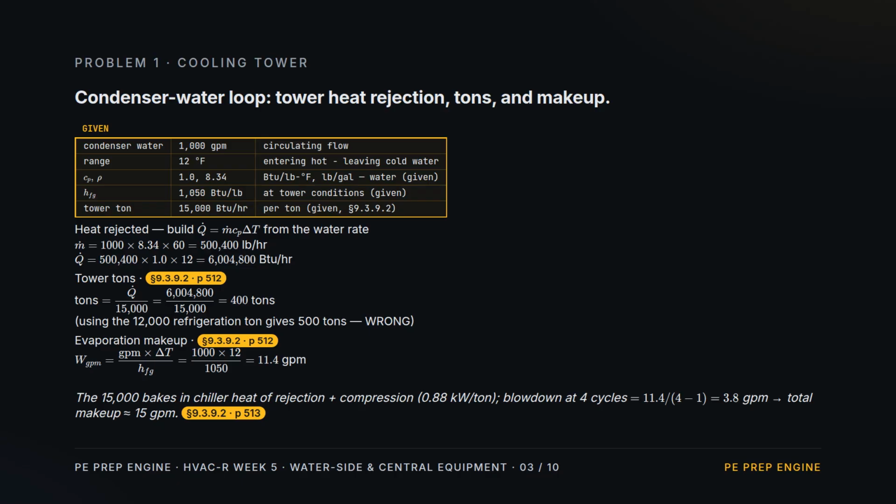Problem 1. A cooling tower on a condenser-water loop. Build the heat rejection from the water rate. Mass flow is 1,000 GPM times 8.34 times 60, about 500,000 pounds per hour, times specific heat times the 12-degree range gives about 6 million BTU per hour. Divide by the tower ton, 15,000, and you get 400 tons. Divide by the refrigeration ton, 12,000, and you'd get 500. That's the signature trap. Evaporation makeup is the flow times range over the latent heat.